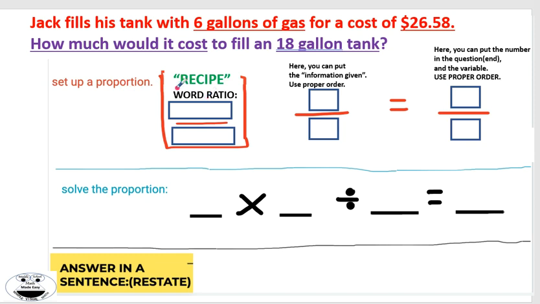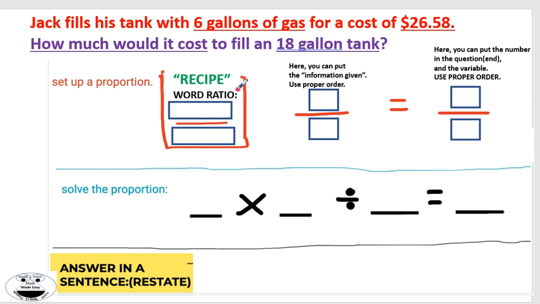Now, when you follow a recipe to make some dish, whether you're baking or cooking, you know you have to follow the exact recipe if you want it to come out the way you want it to taste. So you need to follow the recipe. That's what we're going to do here. We're going to set up a recipe, and this recipe is the order we're going to use to write and fill in these ratios.